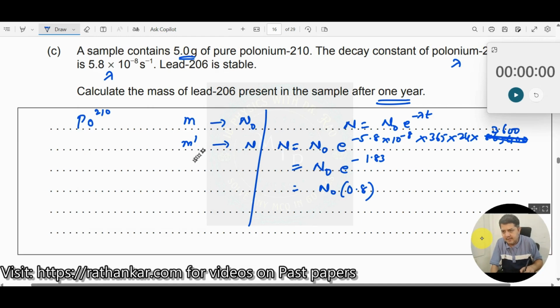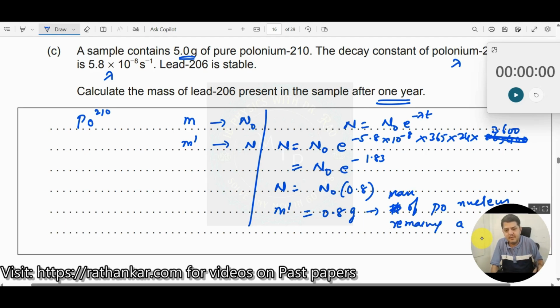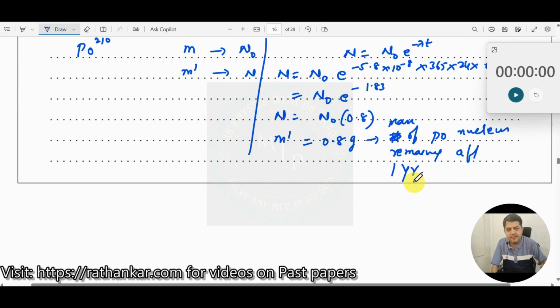Now, if M is proportional to N0, then M dash will also be proportional to N over here. So therefore, I can now say M dash is equal to 0.8 grams. Now, what is this actually? This is the mass of polonium nucleus remaining after 1 year.